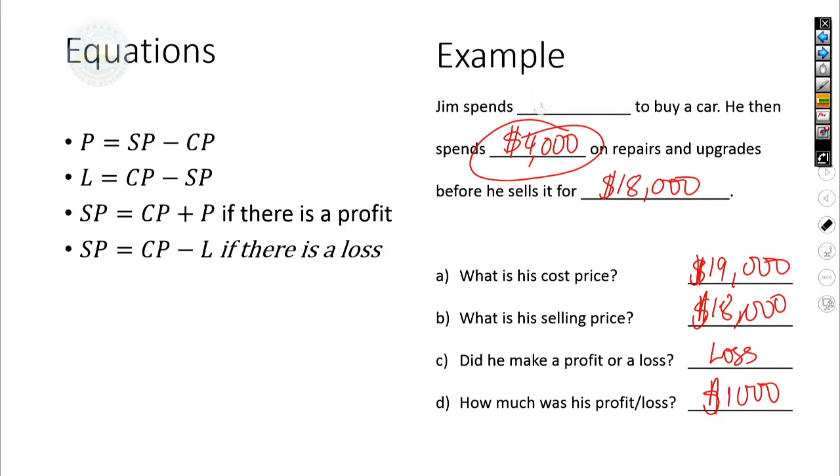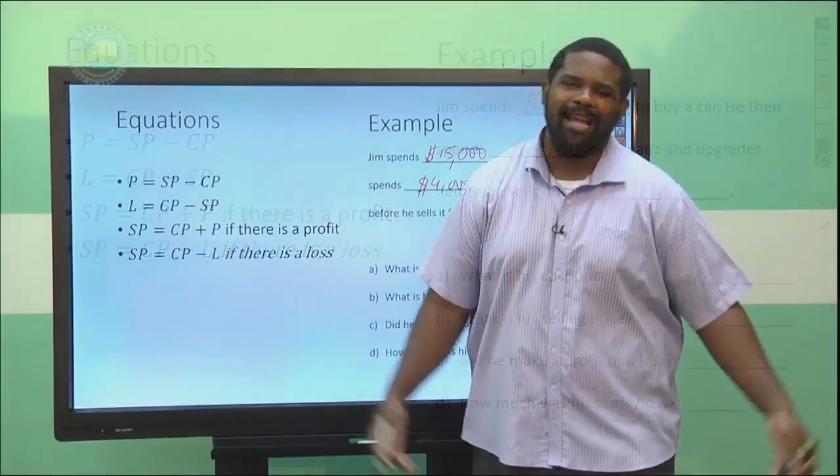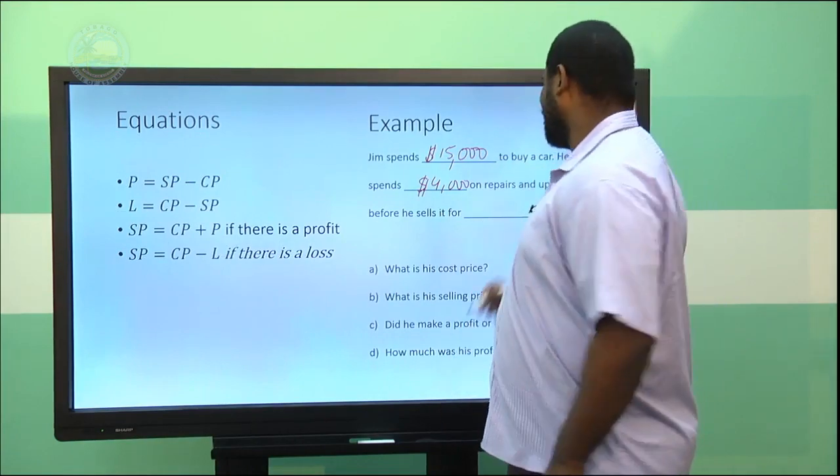So let's say that Jim didn't make such a bad business transaction. So he still buys the car for 15 grand, and he still spends the same $4,000 to fix it up. And then the man offers him 18, and he says, no, that is too little. I want 30,000 for this. And the man says, oh gosh, I don't have 30,000. I only have 25. And he says, take it for 25.